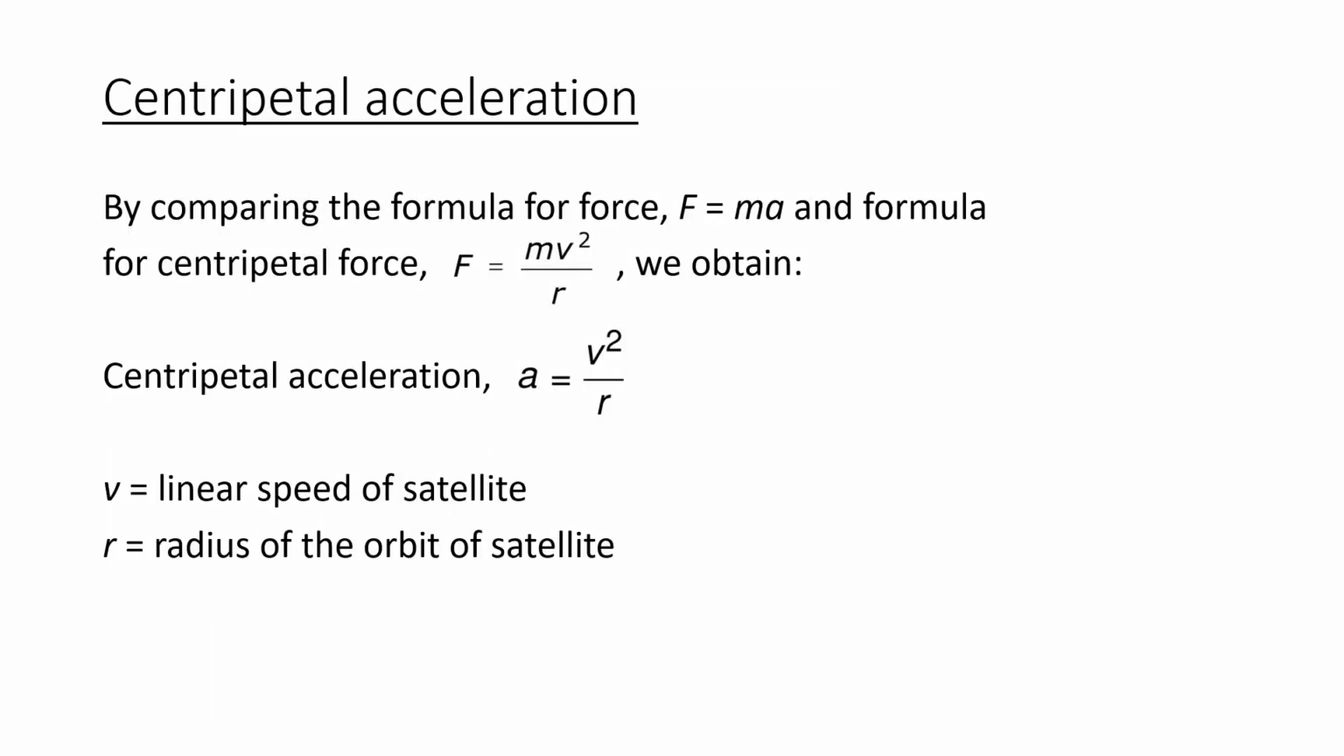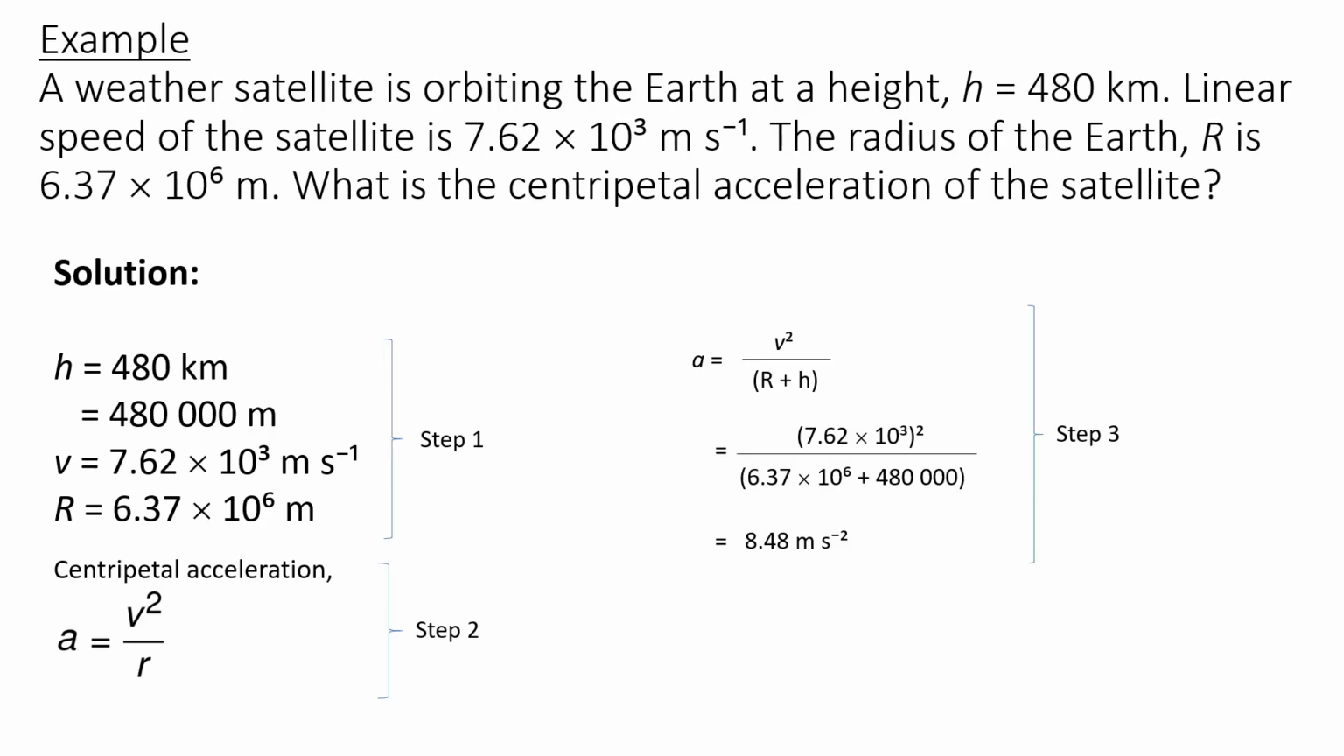Now, we are going to talk about centripetal acceleration. By comparing the formula for force F equals ma and the formula for centripetal force F equals mv squared over r, we obtain the formula for centripetal acceleration: a equals v squared over r, where v is the linear speed of the satellite, and r is the radius of the orbit of the satellite.